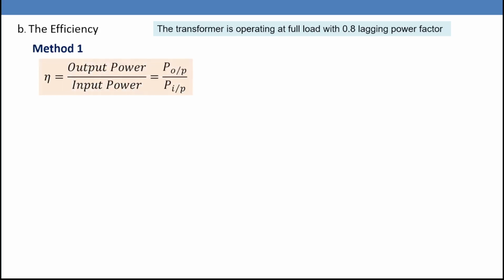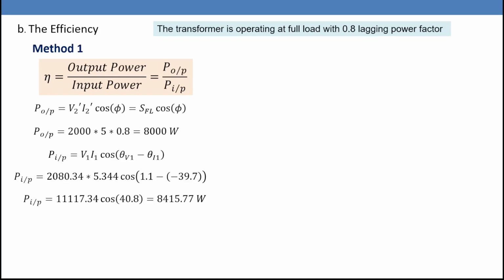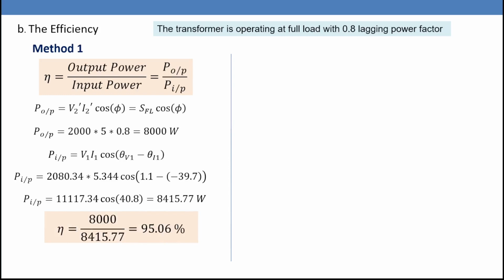Method number 1. We are going to calculate power output over power input. So we're going to calculate output power and input power. For output power, V2 dash I2 dash cosine phi, or S full load cosine phi, so that one is 2000 multiplied by 5 multiplied by 0.8, 8 kilowatt. For power input, V1 I1 cosine the angle between V1 and I1. So that one is going to give you 2080.34 multiplied by 5.344 cosine of 1.1 minus 39.7, and that one is going to give us 8415.77 watt. So what is the efficiency? 8000 over 8415.77. That one is roughly 95.06%.